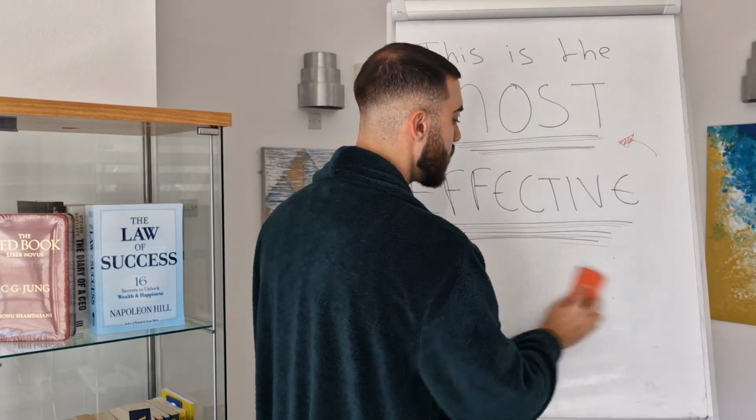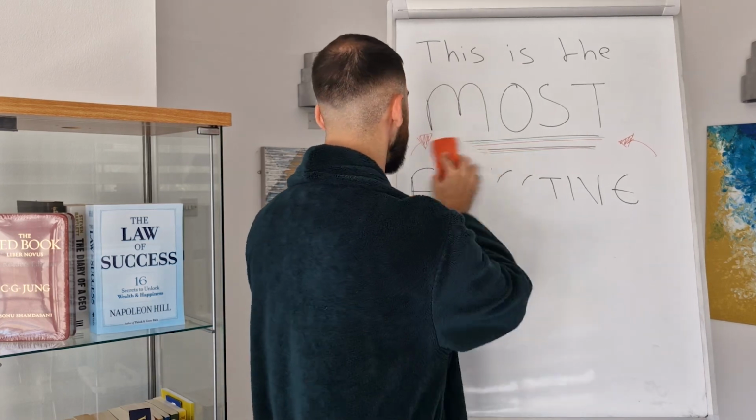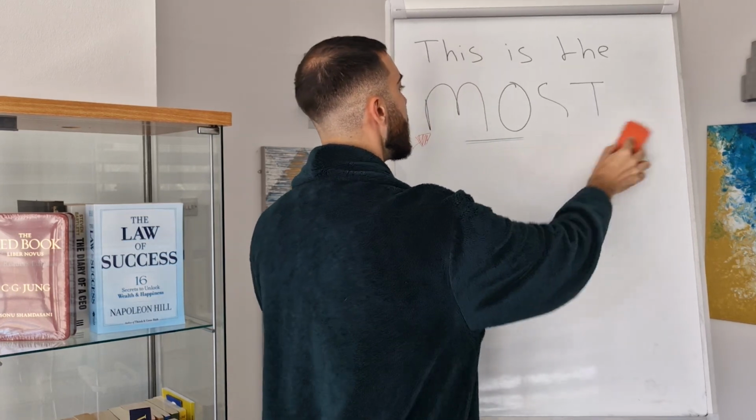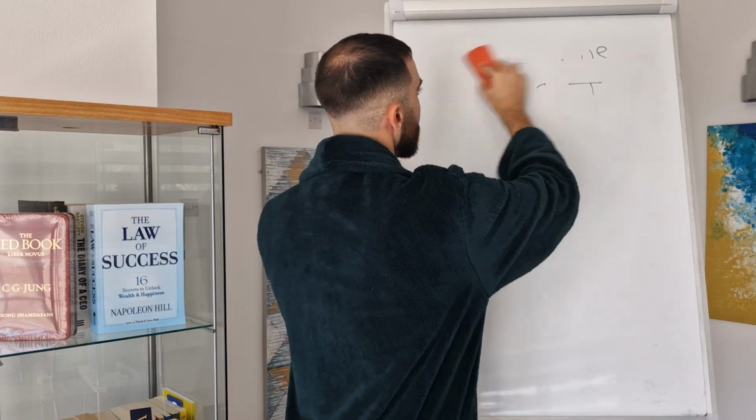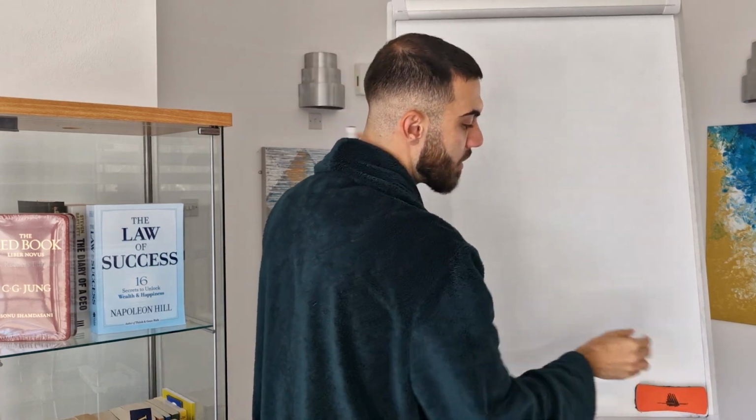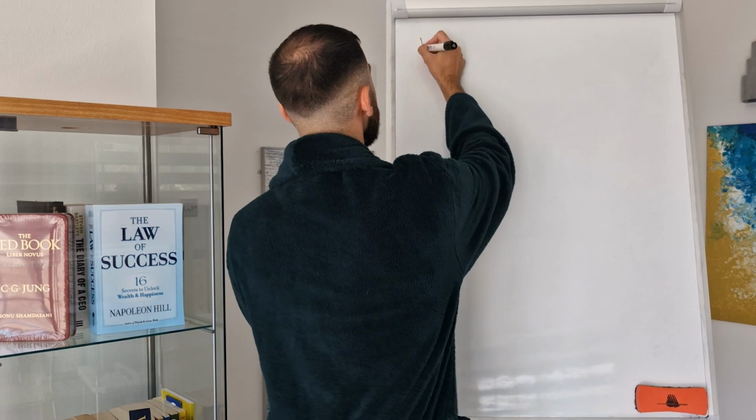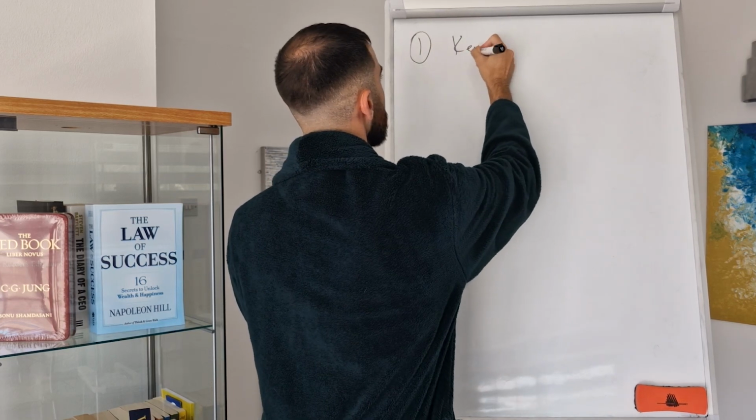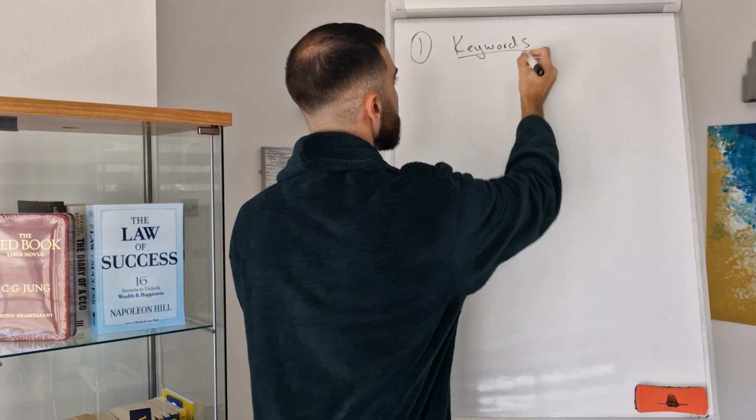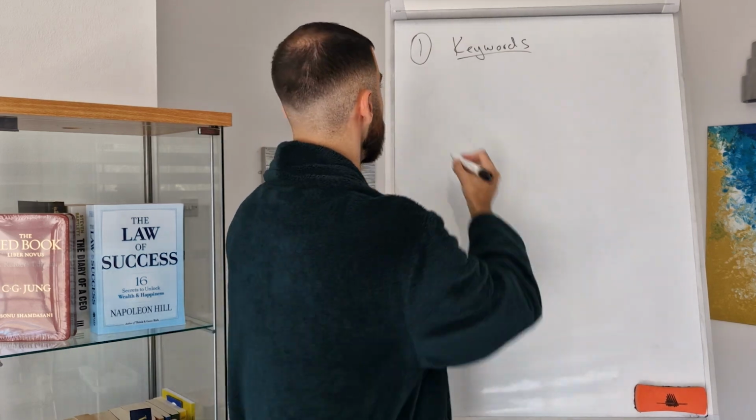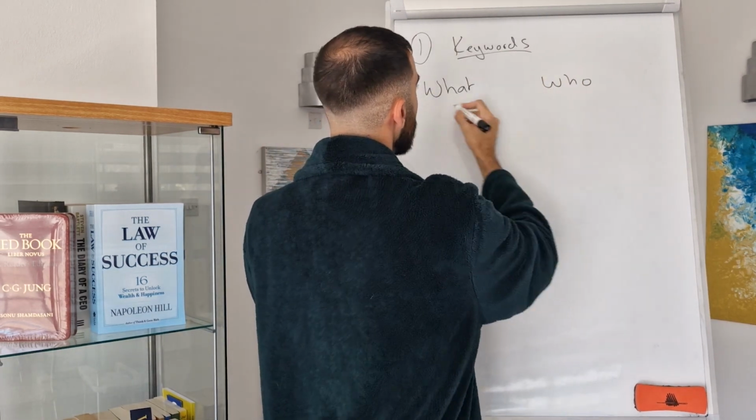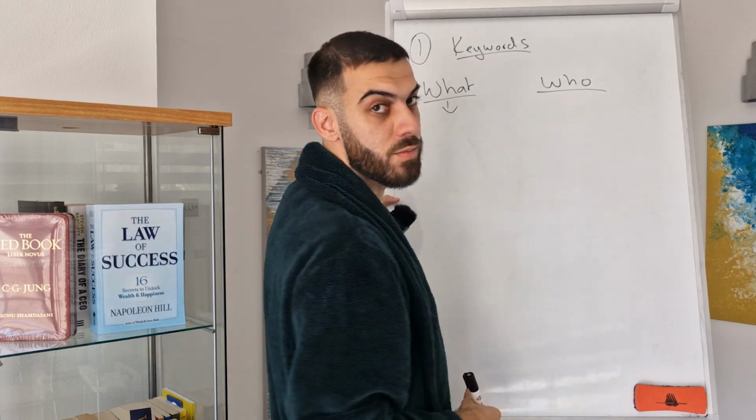So step one, you want to figure out which keywords you are actually going to target. Obviously, if you understand how Amazon ads work, you understand that you need to put keywords. So how do you figure out these keywords? Well, it's very, very simple. Step one, keywords. You have to ask yourself two simple questions: what and who? What do I mean by this? First of all, what is your book about?